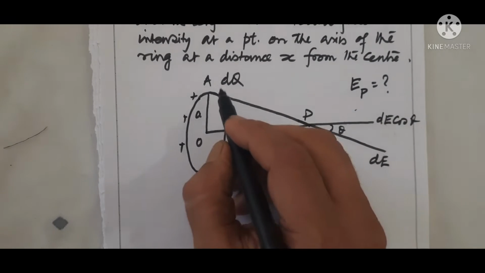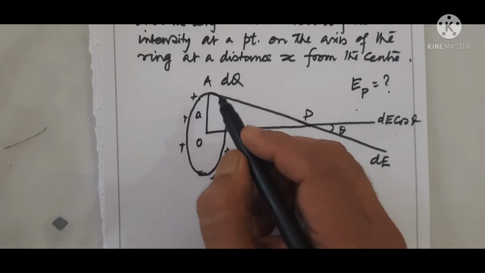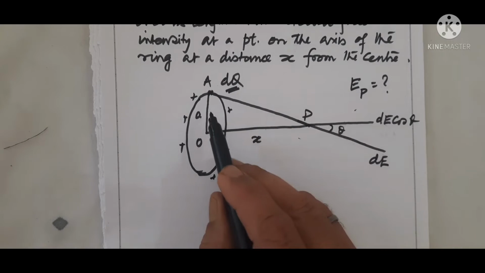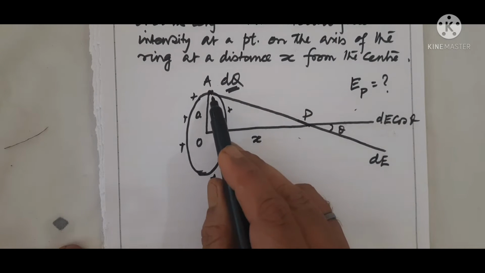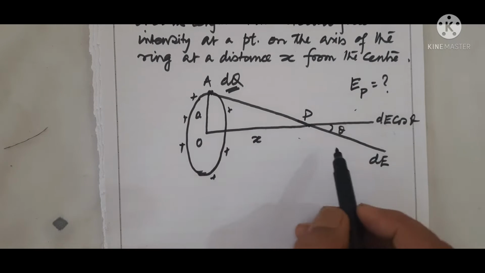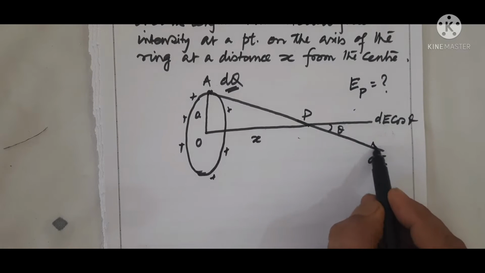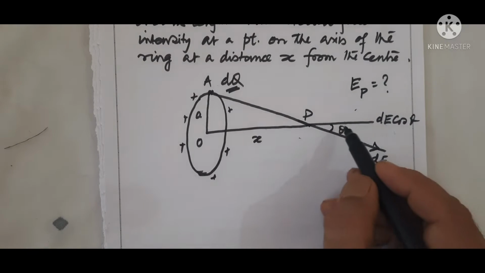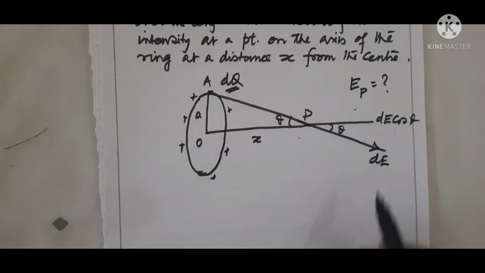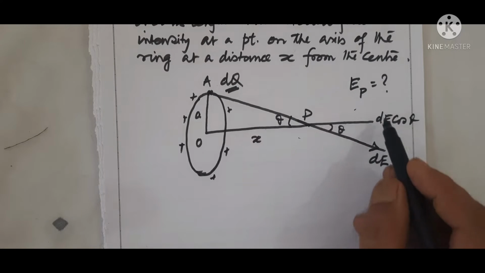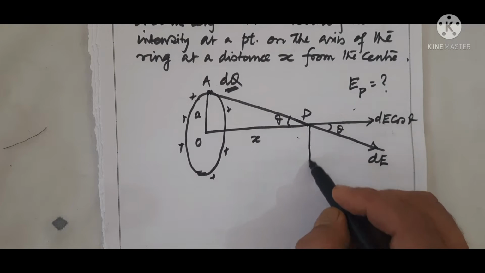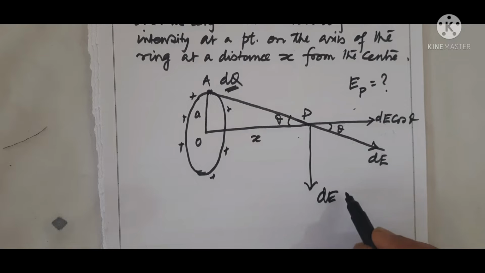So what we are going to do is choose a particular point here, a small point charge having value dq. Due to this dq charge, the electric field intensity has this particular direction along dE. Let us consider its angle is theta. This is theta, and this is also theta, vertically opposite angles. This dE is going to resolve into dE cos theta in this way, and another component, dE sin theta.